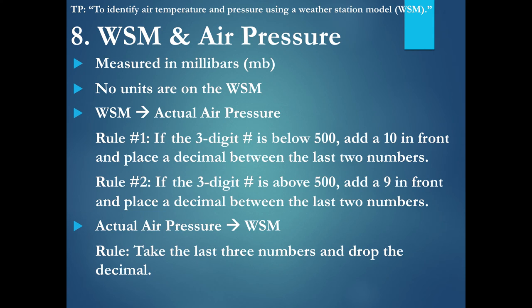WSM and air pressure. All right, now you already had this from your lab. Measured in millibars, MB. No units are on the weather station model. And we have 2 rules, rule 1 and 2, for converting the weather station model into the actual air pressure. If the 3-digit number is below 500, you add a 10 in front, and you place your decimal between the last 2 numbers. And then rule number 2, if the 3-digit number is above 500, we add a 9 in front, and place a decimal between the last 2 numbers. Those are our 2 rules.